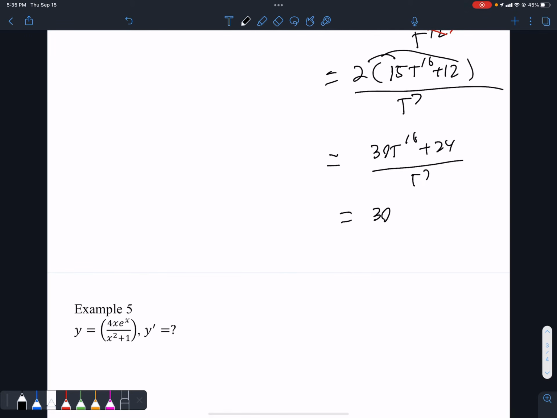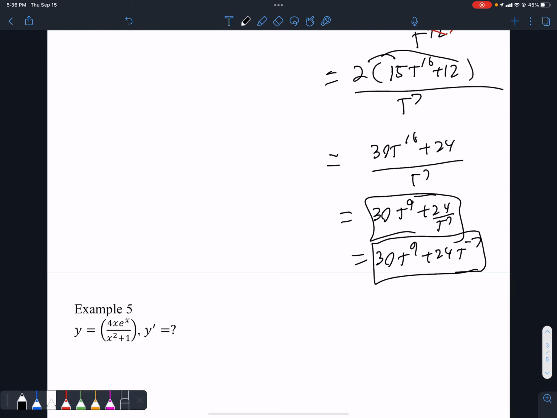Will be 30, 16, and 7. 7 of those cancel out, leaving 9 of them. So they had a t to the 9th and 24 over t to the 7th, which all of you should know is 24t to the negative 7. That answer's okay, that answer's okay, that answer's okay. Any one of those is fine. Just make sure you know how to manipulate back and forth between those, all right?